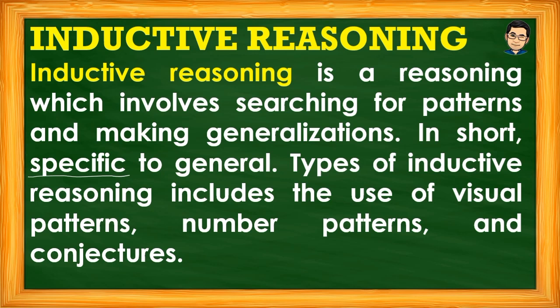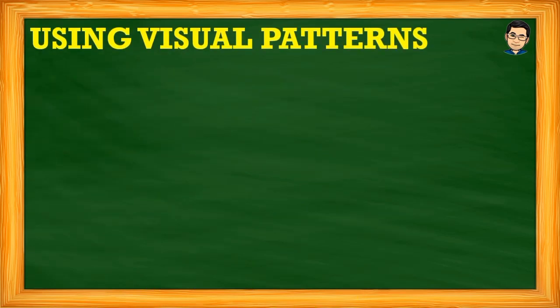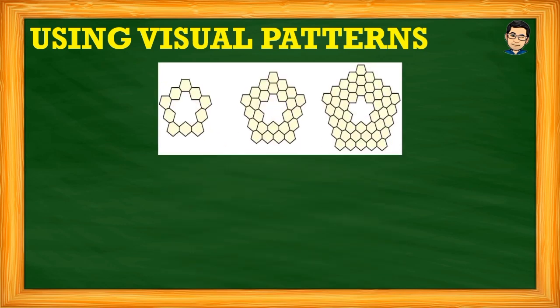There are types of inductive reasoning, which include visual patterns. Ito po yung ating mga nakikita, yung mga figure, yung mga shapes. And then number patterns, of course, we're talking about numbers. And then conjectures. Ito po yung ating mga statements. So, yung unang type po ng inductive reasoning is through visual patterns. Let us have an example.